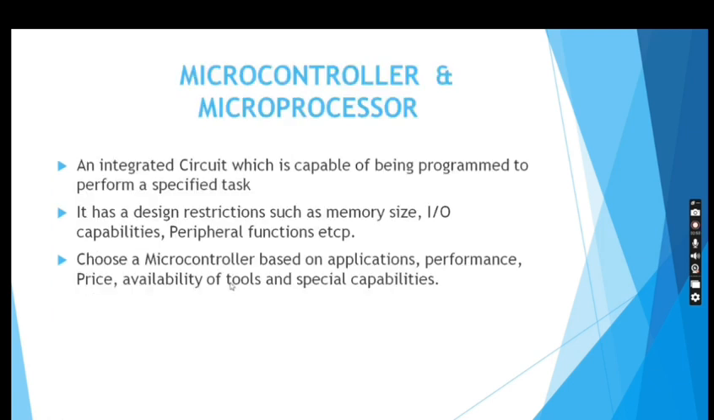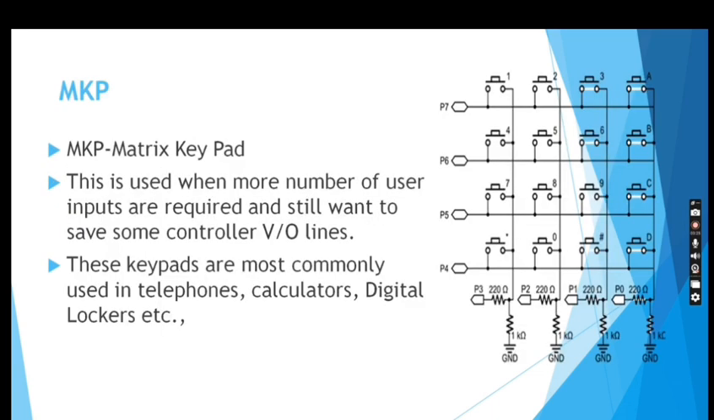So what's the difference between microcontroller and microprocessor? A microcontroller is an integrated circuit which is capable of being programmed to perform a specified task. It has design restrictions such as memory size, input or output capabilities, peripheral functions, etc. Choose a microcontroller based on applications like performance, price, availability of tools, and special capabilities.